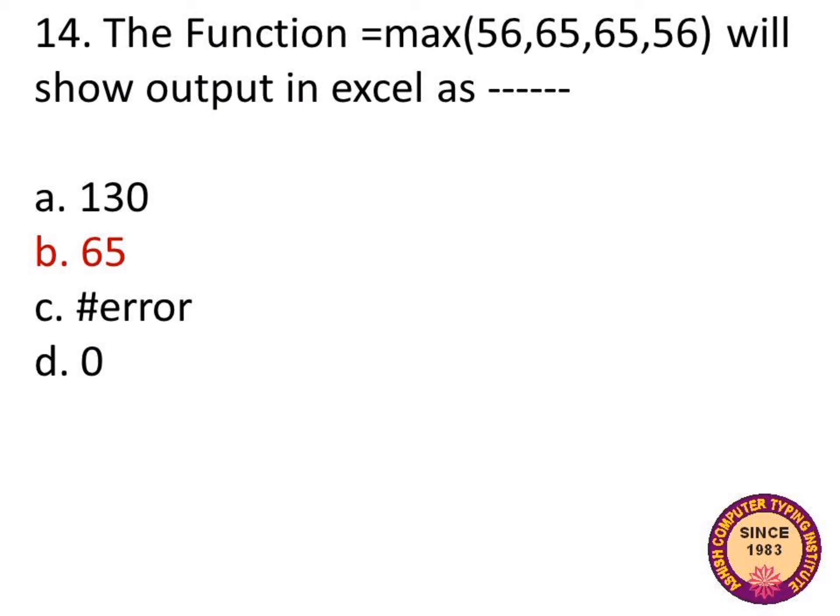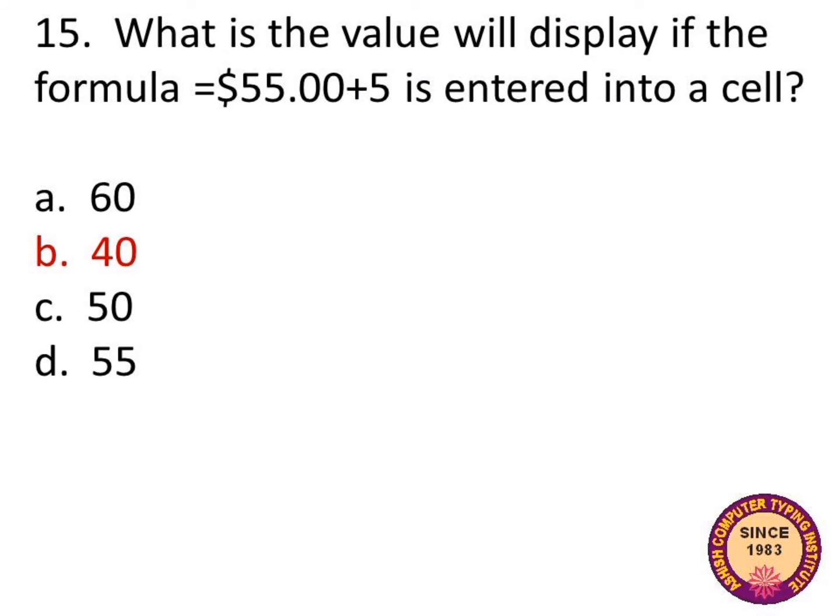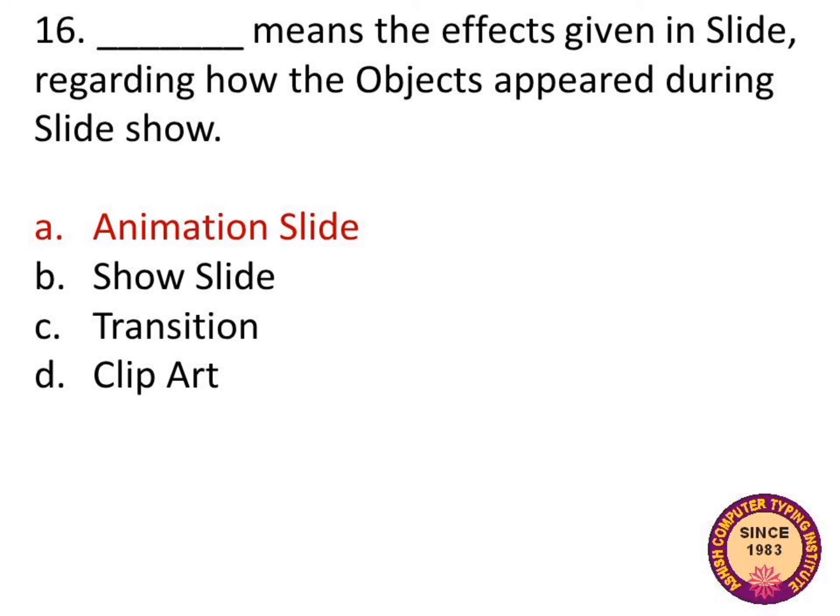The function equal max 56 65 65 56 will show output in Excel as dash. Answer is 65. Which is the value will display if the formula equal $55.00 plus 5 is entered into a cell. Answer is 40. Dash means the effects given in slide regarding how the objects appear during slideshow.